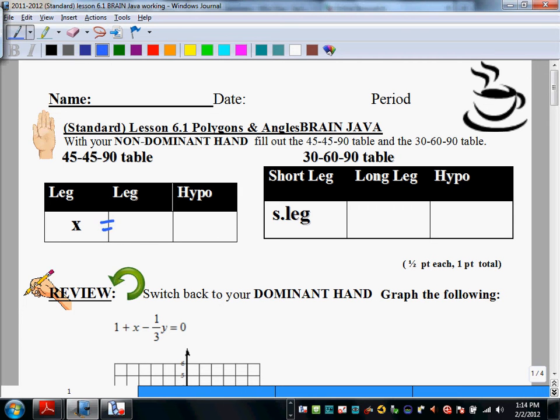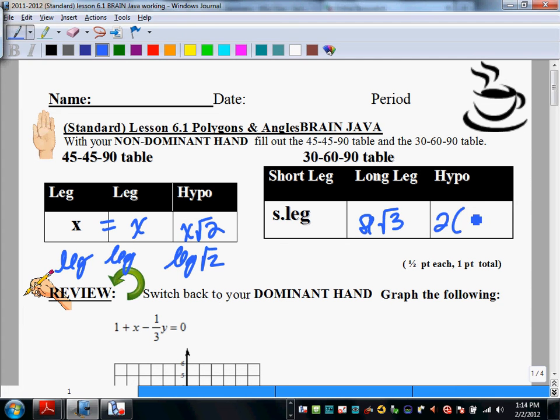So for here, it's leg equals leg. If they just have x and x, that's fine. Then this is x times root 2. If they wrote leg, leg, and leg root 2, that's fine. All right, this one is short leg. This is short leg times root 3 and 2 times the short leg.